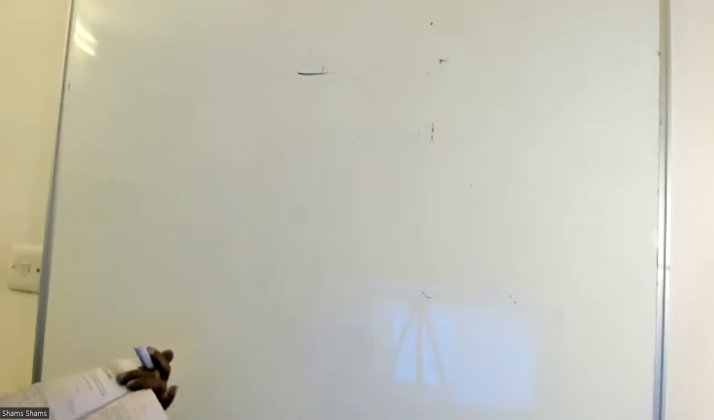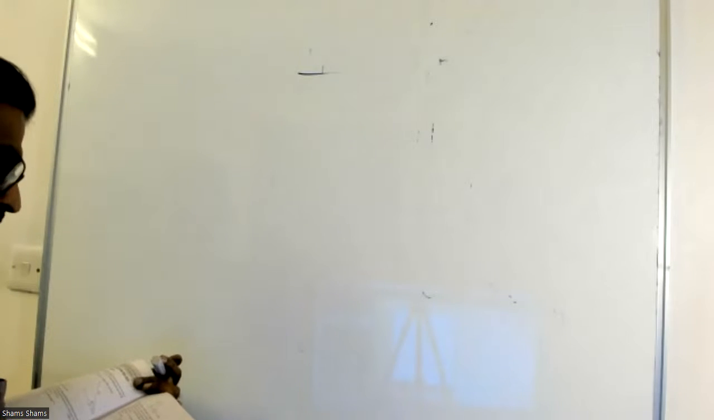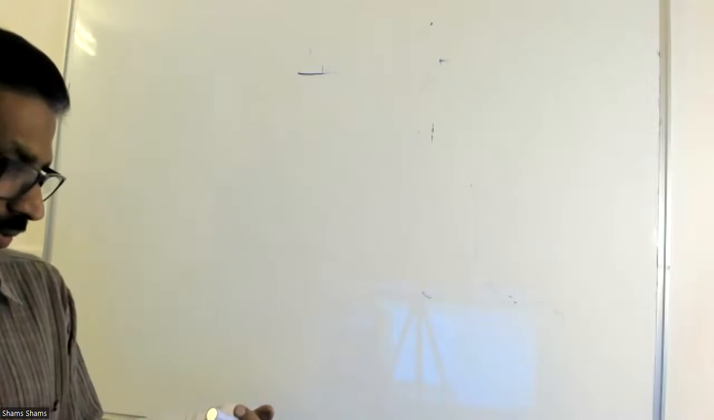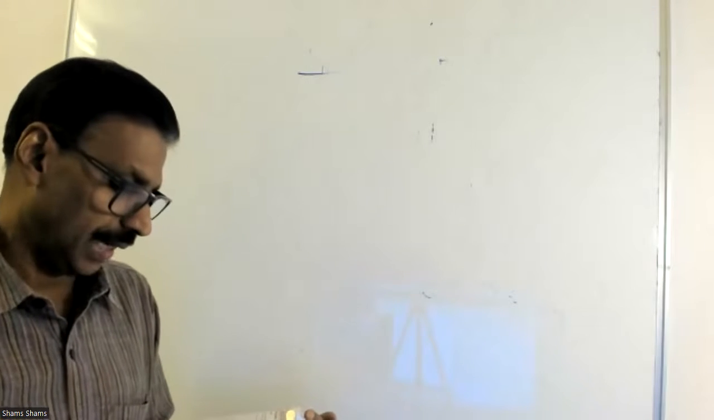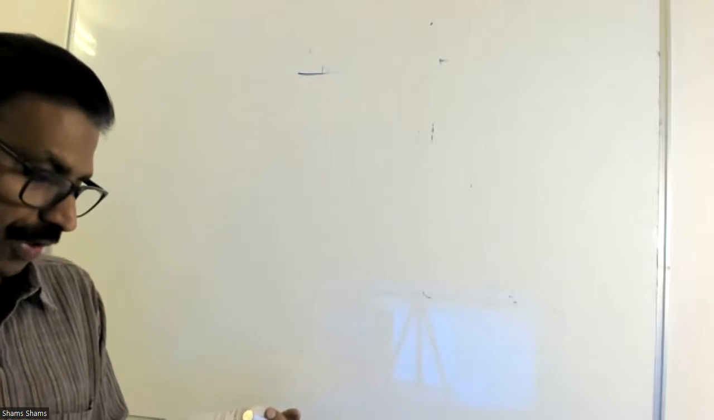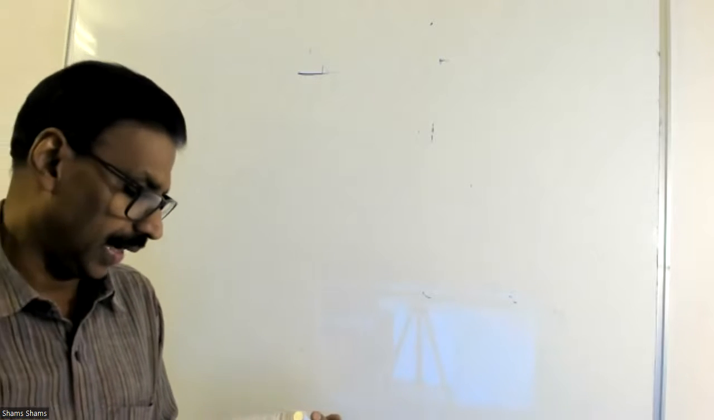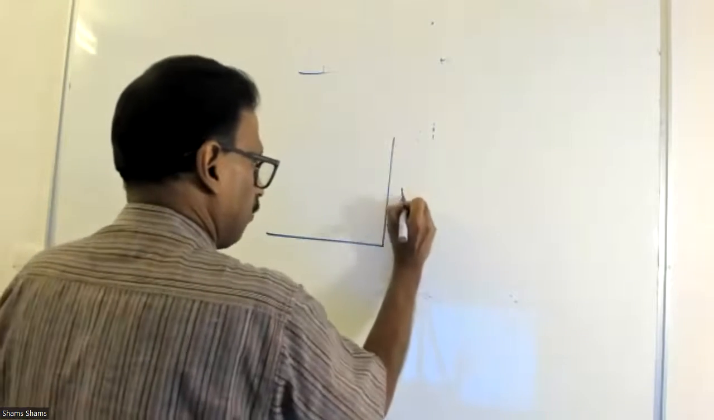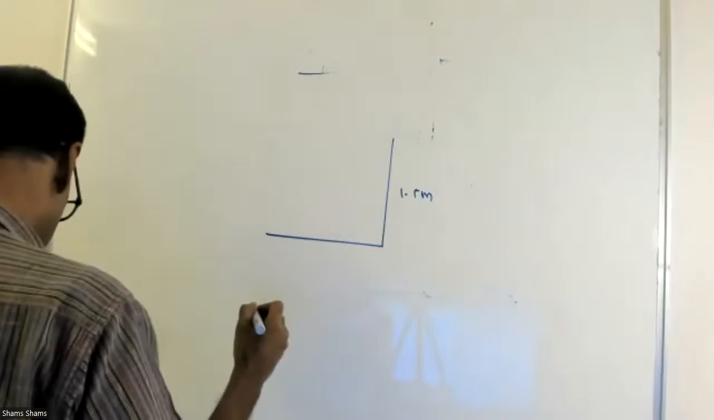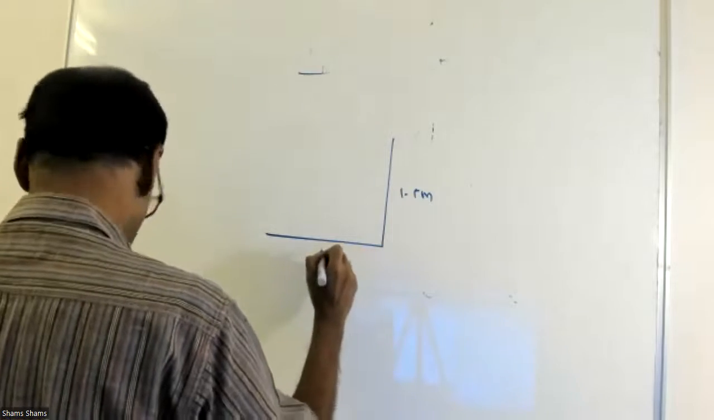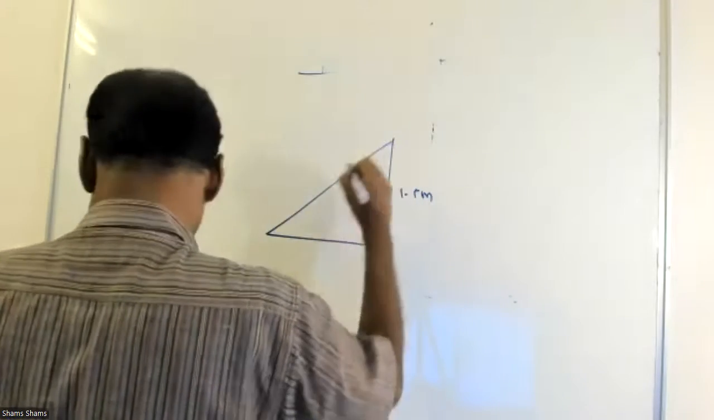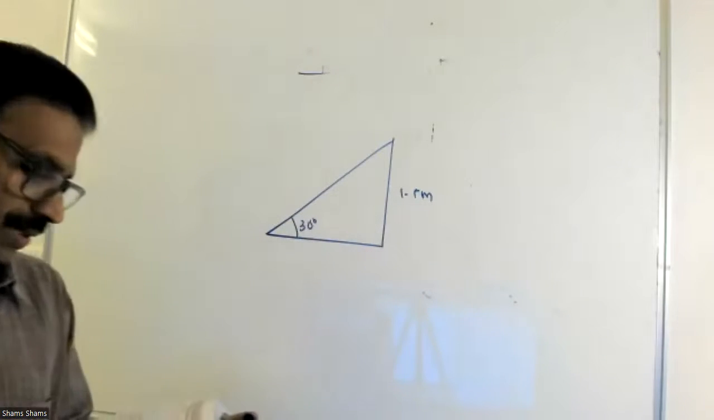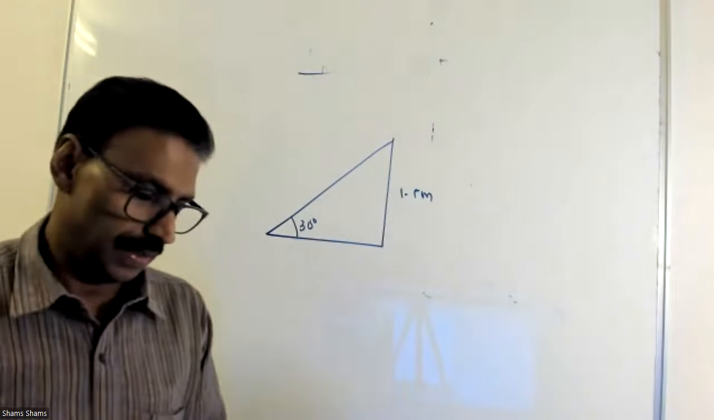Question: a contractor planned to install two slides for the children to play in a park. For the children below the age of 5 years, she preferred to have a slide whose top is at a height of 1.5 meter and inclined at an angle of 30 degrees. Here, 1.5 meter, and this angle is 30 degrees.